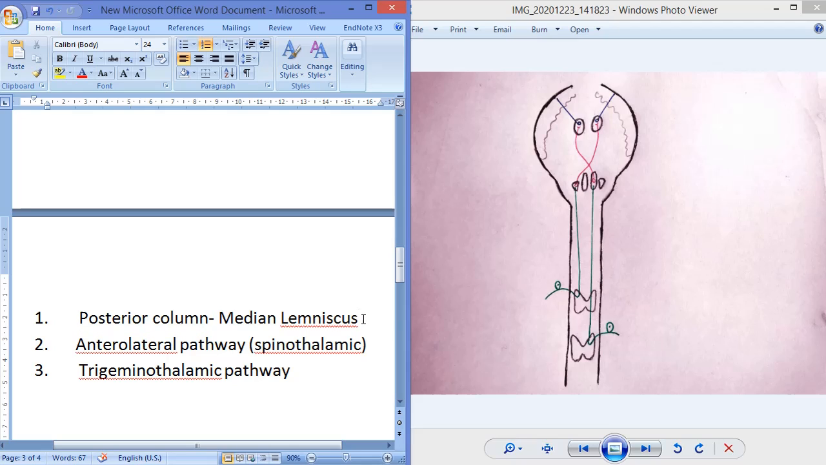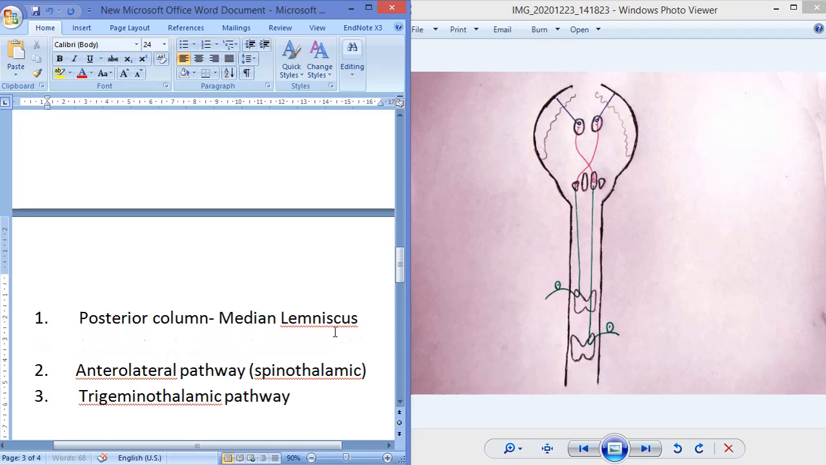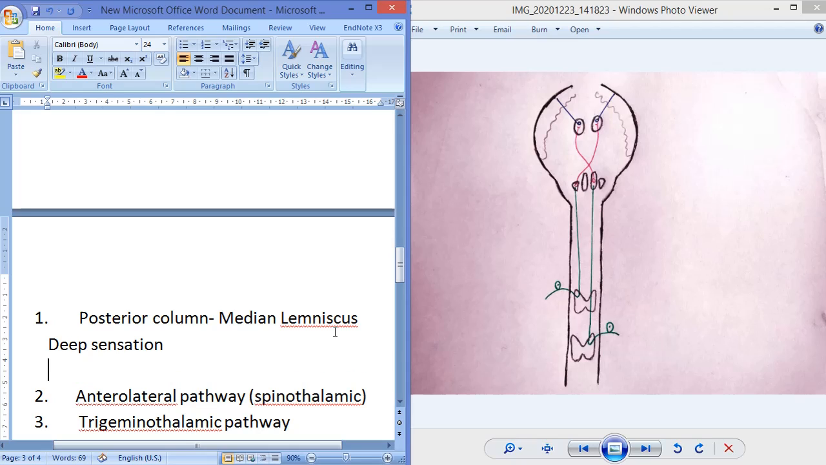So the posterior column medial lemniscus pathway is for deep sensation. This pathway is for deep sensations. Why is this for deep sensation? Because this carries impulses from the depth of the body to the brain and to the spinal cord. How does this carry deep sensation? I'm going to do it in detail.